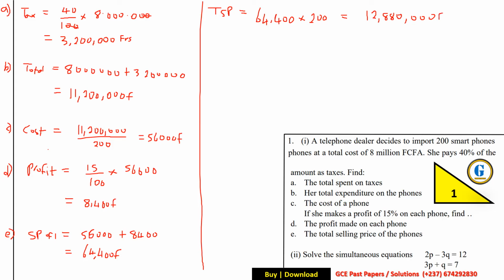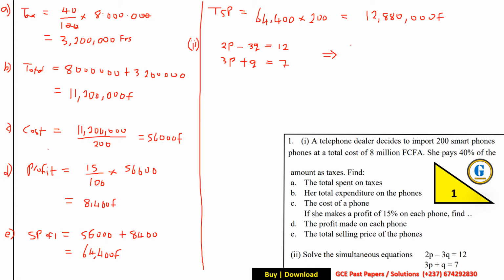Now the B part of the question wants us to solve the simultaneous equations. They want us to solve 2p minus 3q is equal to 12 and 3p plus q is equal to 7. This is a pair of simultaneous equations, right? We can solve this directly by multiplying equation 1 by the coefficient of p in equation 2 and equation 2 by the coefficient of p in equation 1. You can do it like that, but I can just decide to multiply equation 2 by 3 so that I will not have to multiply equation 1 by anything.